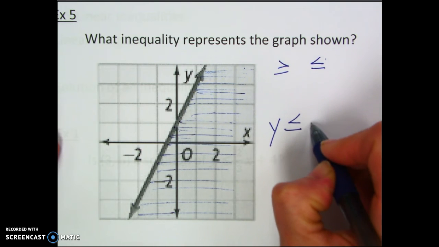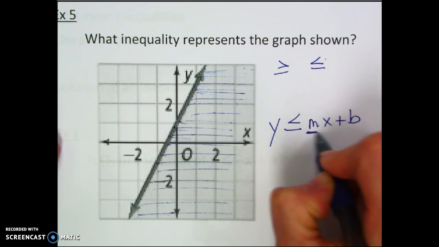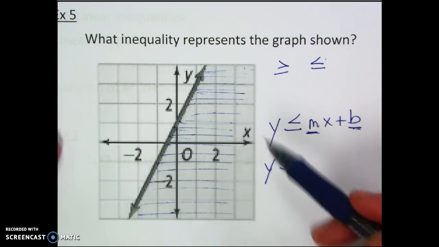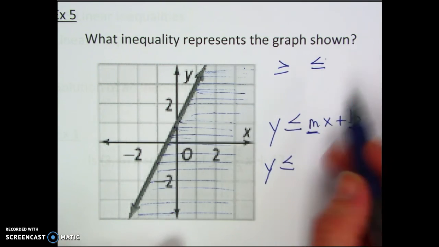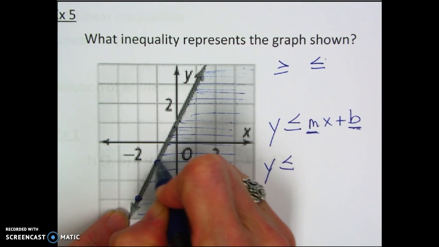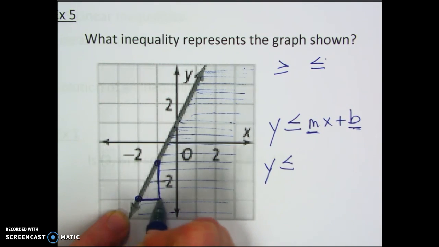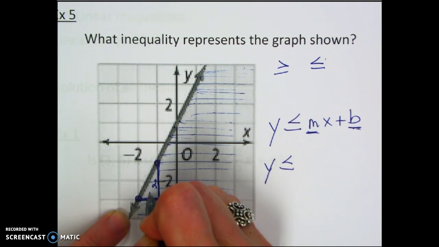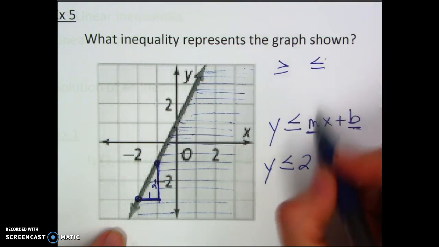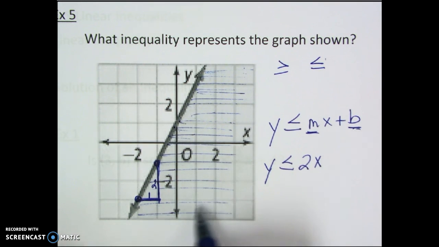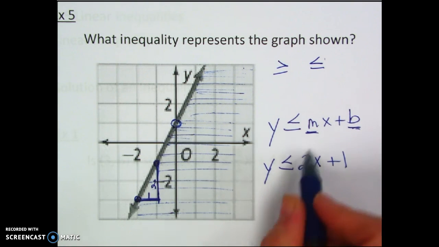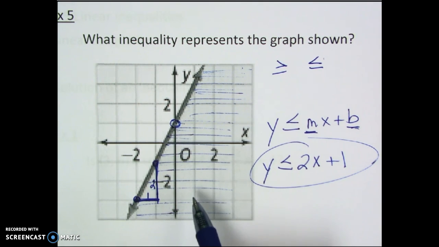So now we need our mx plus b. We need our m and our b. So less than or equal to: less than because it's below the line, equal to because it's a solid line. Slope, let's see if we can get 2 points on here to find the slope. Okay, it looks like rise 2, run 1. So 2 over 1 or 2, positive because it's going uphill. And then the y-intercept is right here, and that looks like it's up 1, so plus 1. So this would be the inequality that would produce this graph.